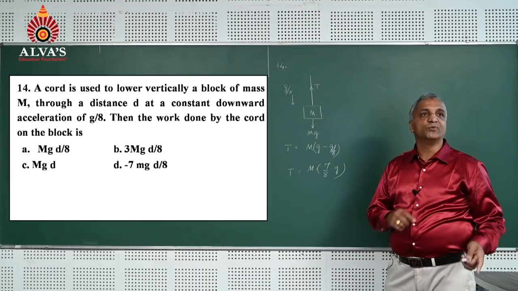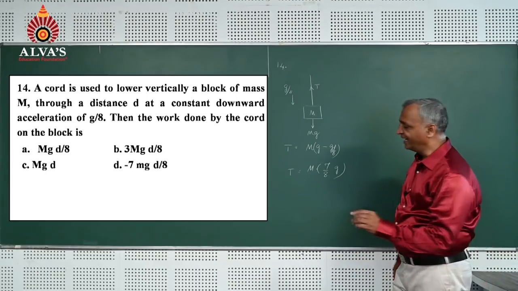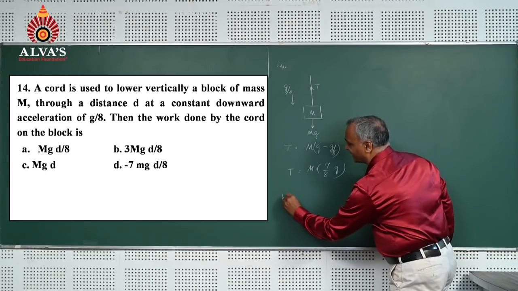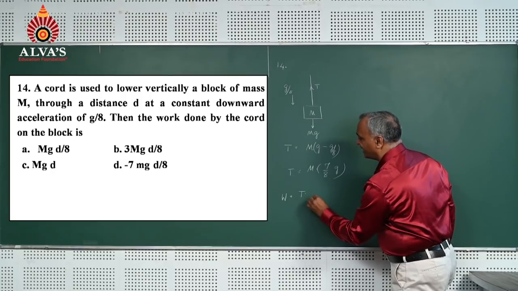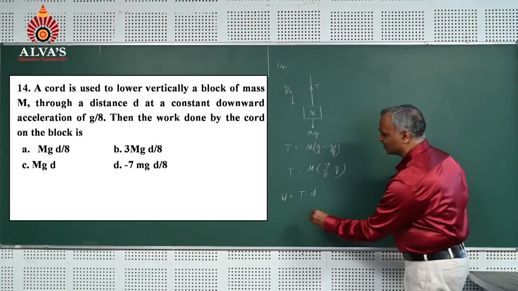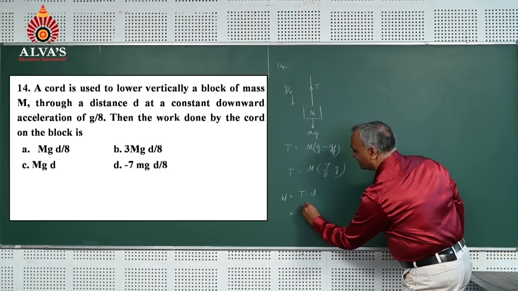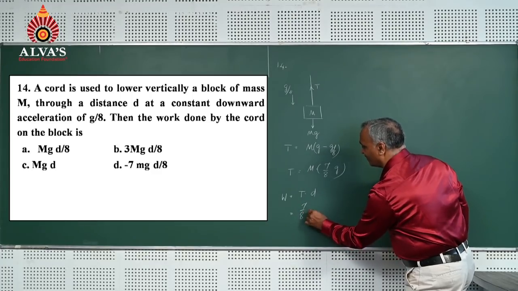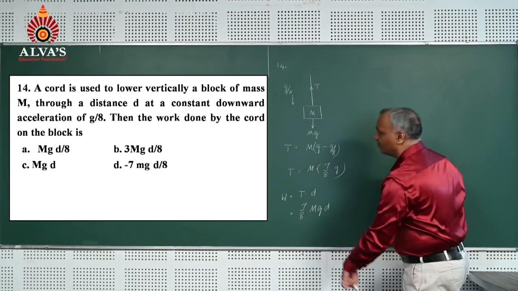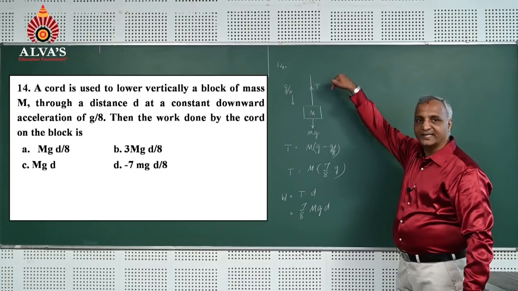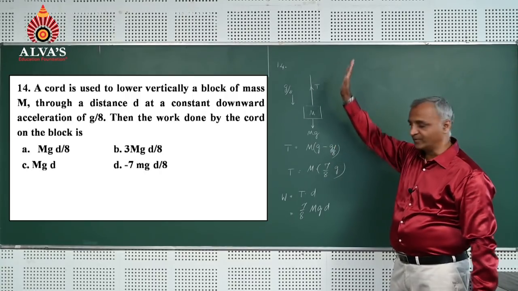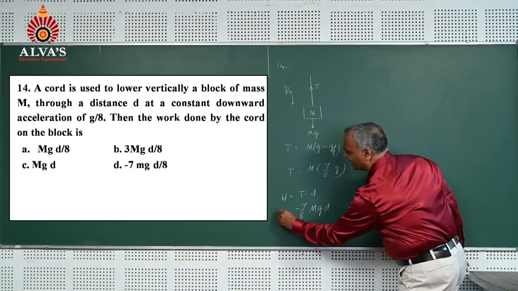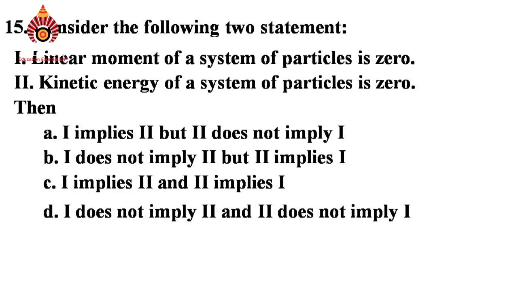And since it is moved through a distance d, I can write work done by the tension is equal to tension into d, so that it is 7 by 8 mg into d. But the displacement is downward, tension is acting upward, and that's why I should give a negative sign here. So cos 180 is minus 1. So I'm going to get option D.